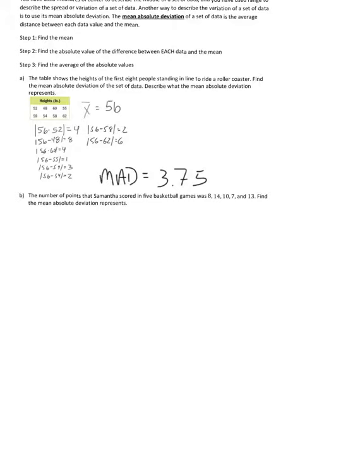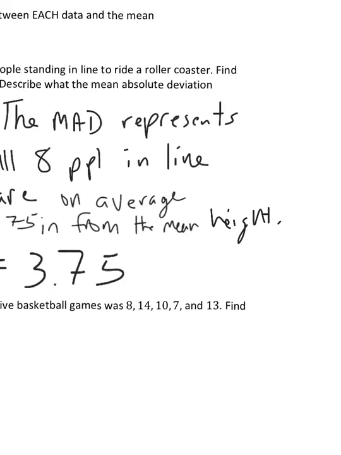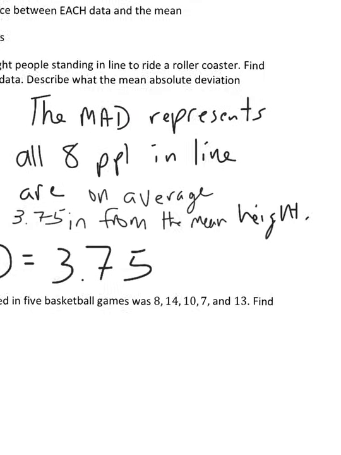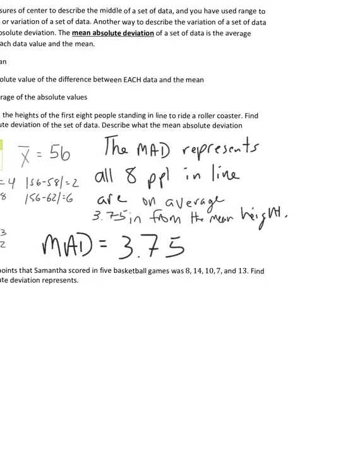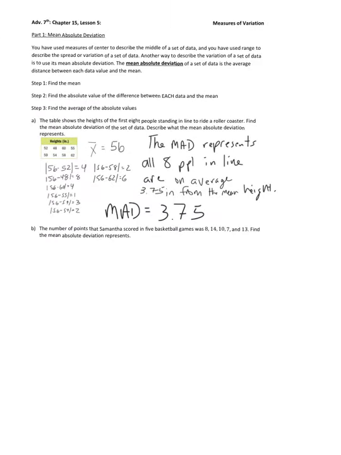Our problem was find the MAD. We've done it. Describe what the MAD means or represents. So the MAD represents that all 8 people in line are on average 3.75 inches from the mean height, from 56 inches. Okay, I'd like you to do letter B on your own. It should be slightly less writing as there's only 5 data points instead of 8. Only slightly less writing. Good luck.